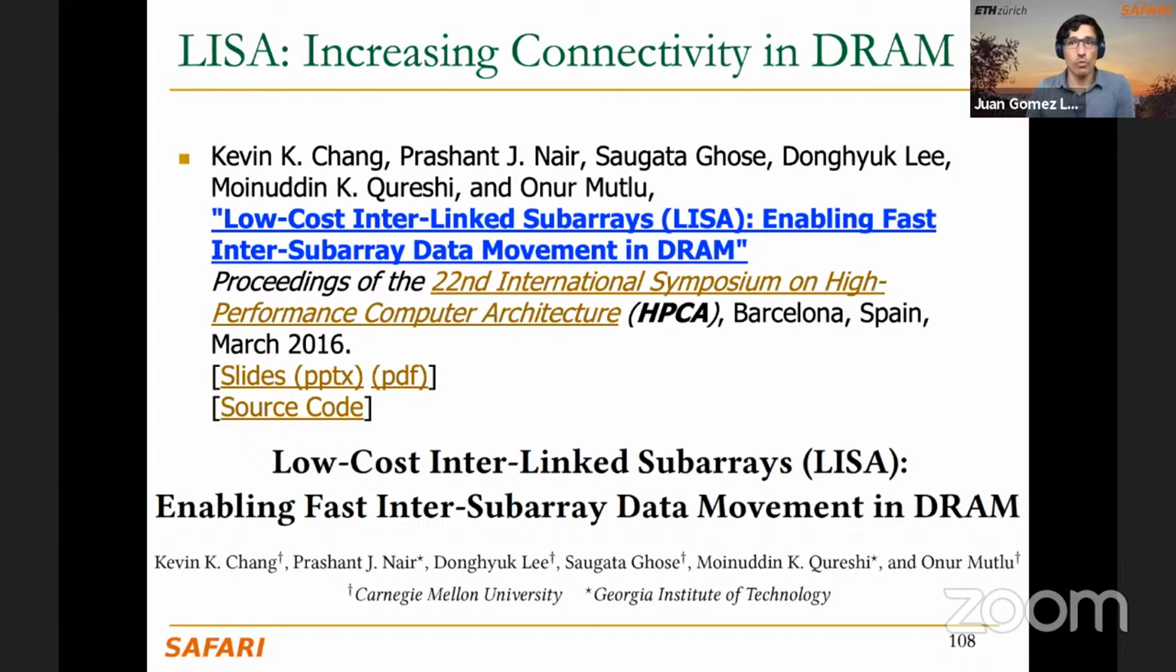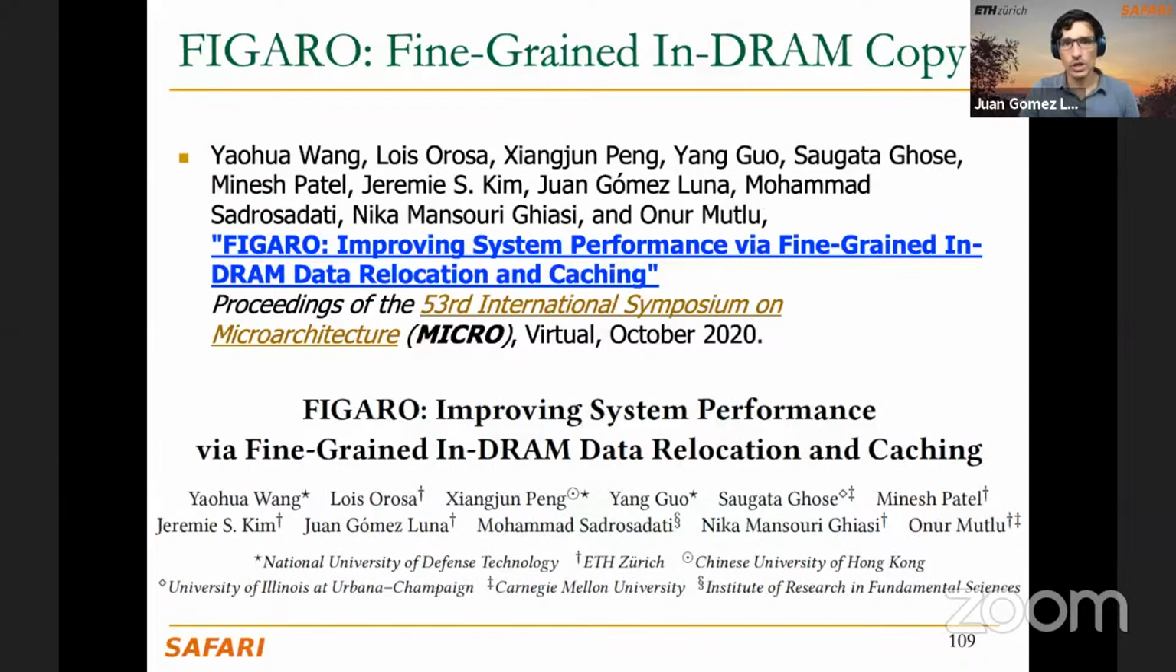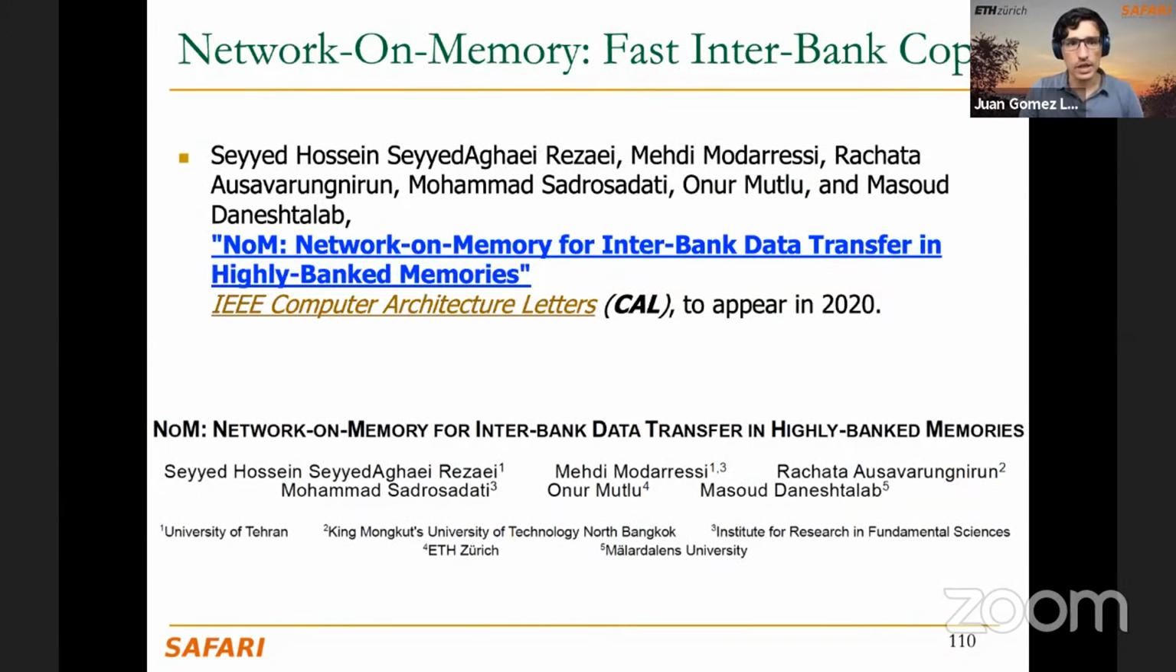So one potential way is to read the whole row that is stored in DRAM and move it to the CPU and then back to another place. If we need to move inside the same subarray, it's fine, we can use RowClone, but if we need to move across subarrays, that's not that easy, right? We need to figure out a way. And this was proposed in 2016, the LISA paper that enables the inter-subarray data movement. And there are later proposals as well, such as Figaro, that propose more fine-grained ways of moving data internally inside DRAM.